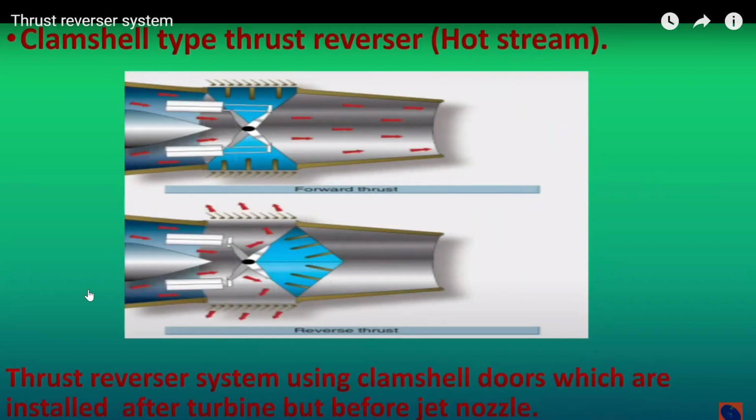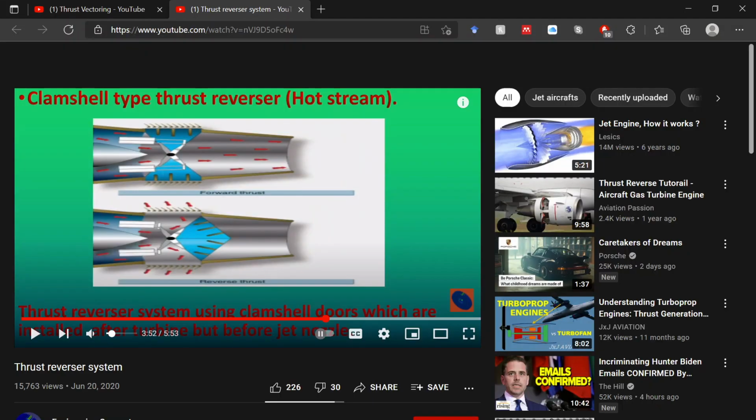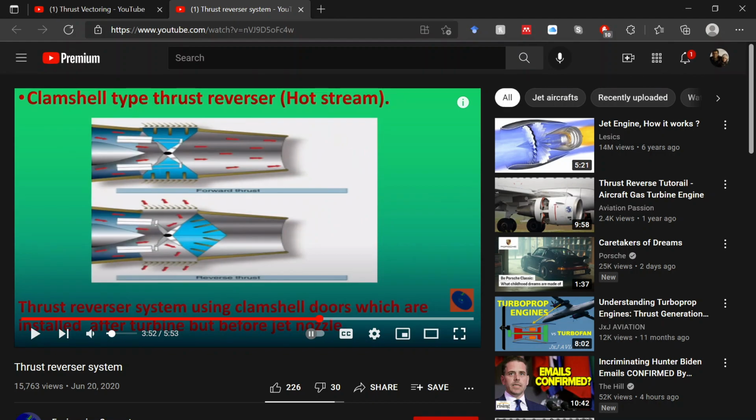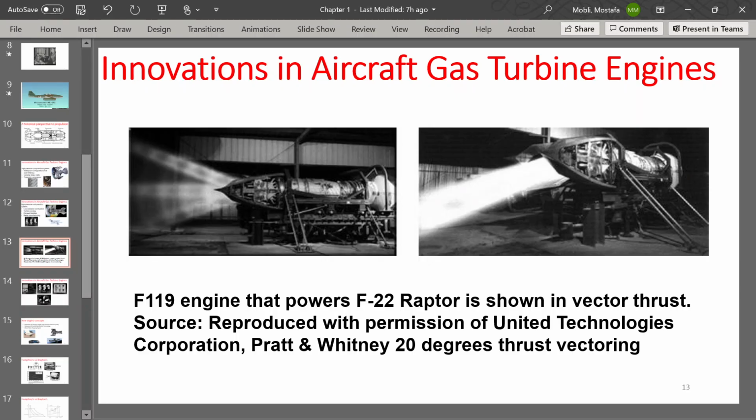Yeah, we can actually have this clamshell type thrust reversers that are going to redirect the exhaust flow in the other direction, which means that we're going to have a thrust force in the other direction. That's how we are going to reverse the thrust, right? But the other innovation, that's an interesting innovation, is the thrust vectoring. In thrust vectoring, we essentially change the angle of the exhaust nozzle. Right? Again, what it does is it is going to change the direction of the thrust. So thrust can actually act as a lift force, right?